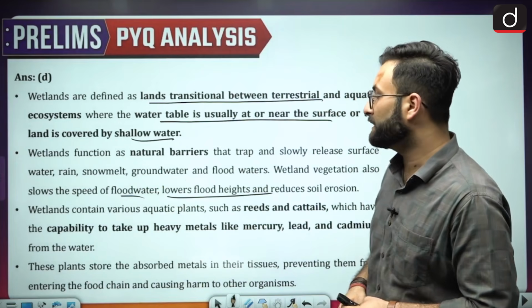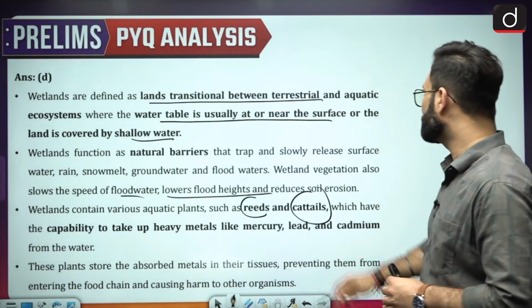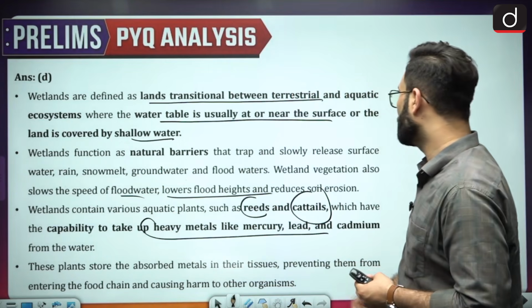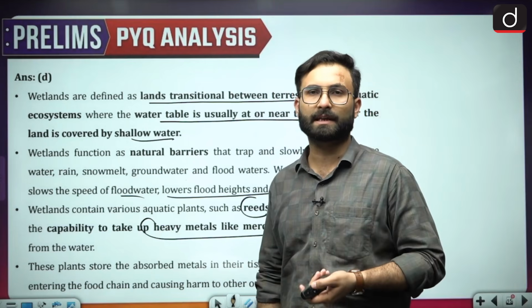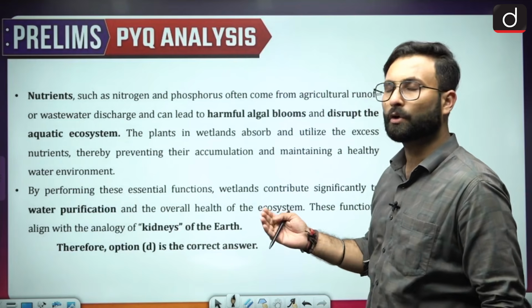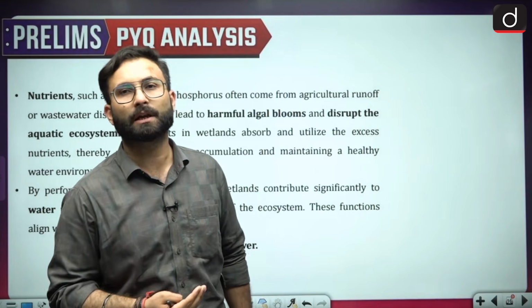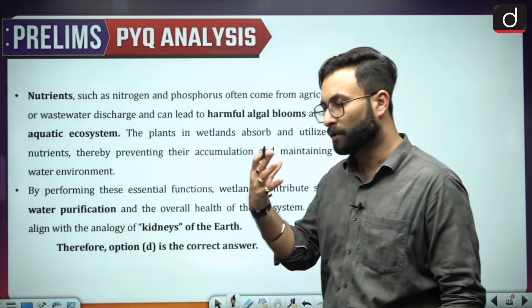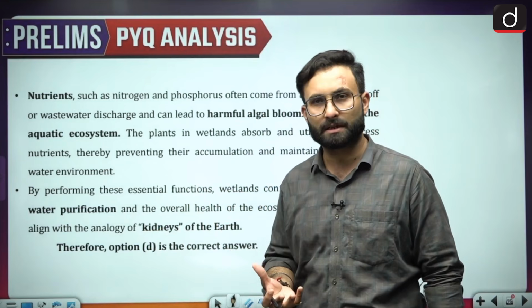Wetlands contain various aquatic plants such as reeds and cattails, which have the capability to take up heavy metals like mercury, lead, and cadmium from the water. So that is the function wherein we are saying that it is functioning as the kidney of the world. Here you can say nutrients, etc. When we talk about the excess nutrients coming from the runoff, that will also be held over here, so that excess nutrients are not getting accumulated, or you can say eutrophication is not happening over there.